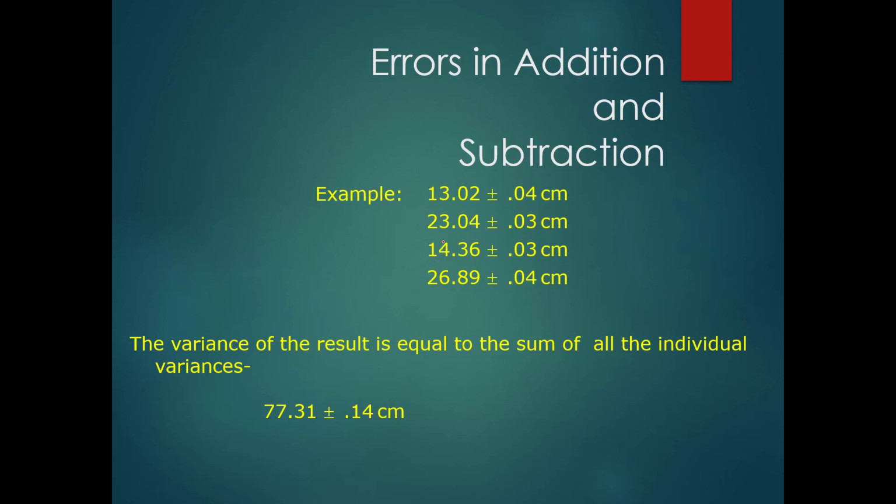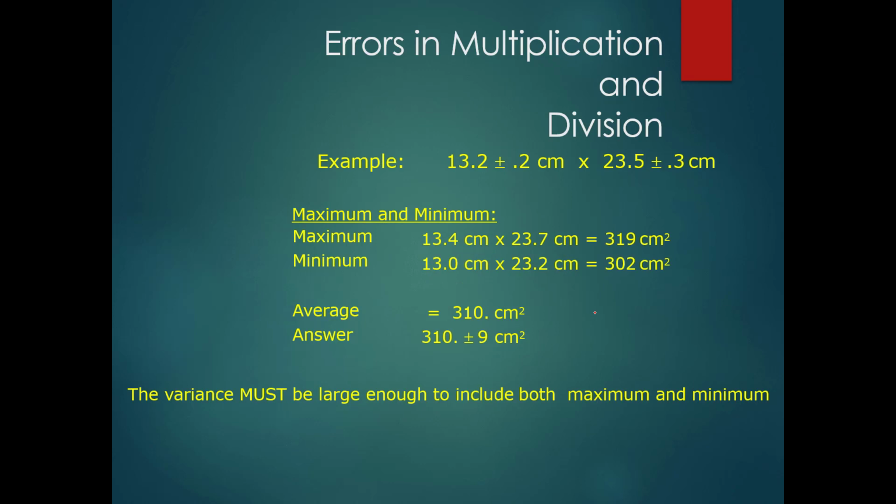The true values will be added. Similarly, the variances will also be added. Errors in multiplication and division. Now if there is a multiplication and division, then what you will do, you will take the maximum value in each case. In this case the maximum value is 13.4, and in this case the maximum value is 23.8. So you get the maximum value of the result.